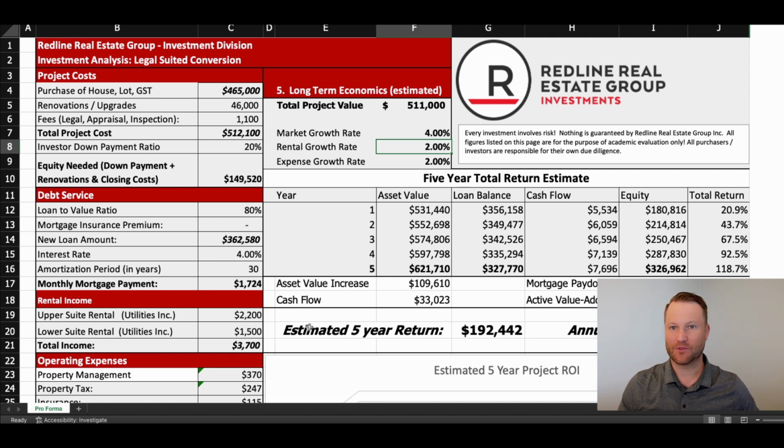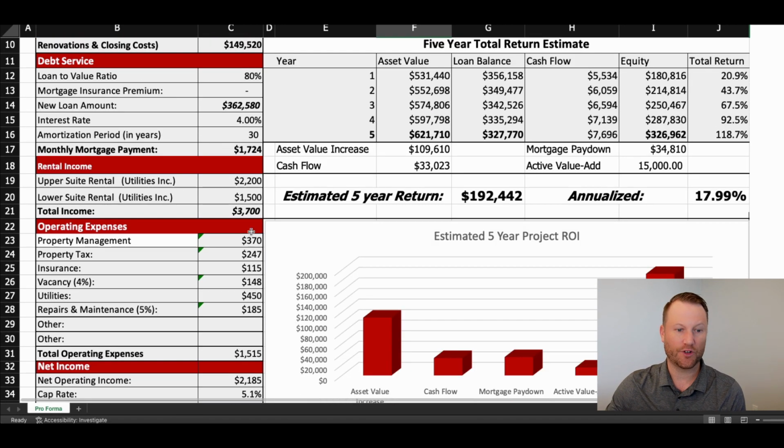But you can use the same type of approach in any property that you're looking at across the country. You just need to know your variables, right? Your rental amounts coming in are going to be important. You really need to get the right operating costs. You need to know the right financing structure that you have coming into this.